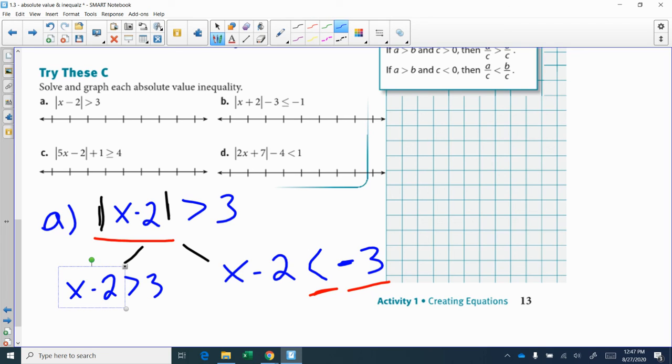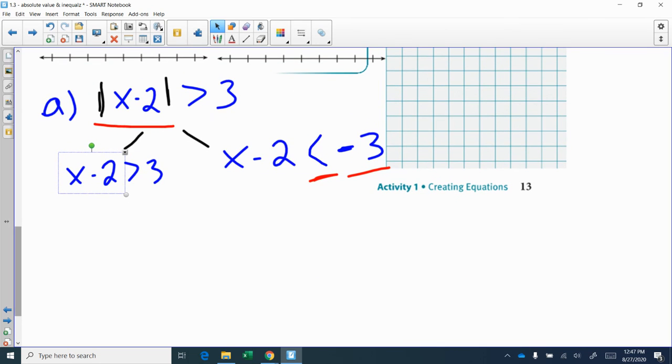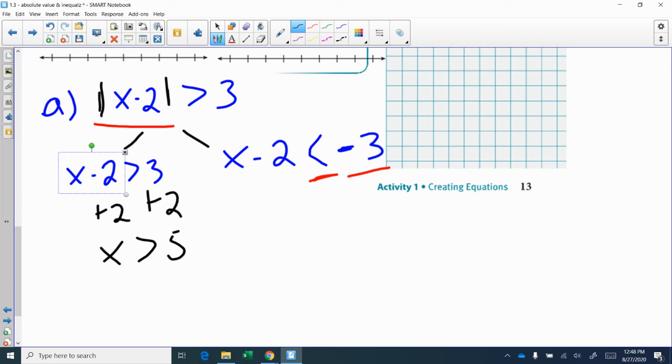Okay? From here, I'm going to solve it out just like I would any other problem. I'm not going to change how I actually solve this algebraically. I don't have to do anything different. I just want to get x by itself. To do this, I need to add the 2 over to get x is greater than 5. And then same thing here, add the 2 over to get x is less than negative 1. Okay?